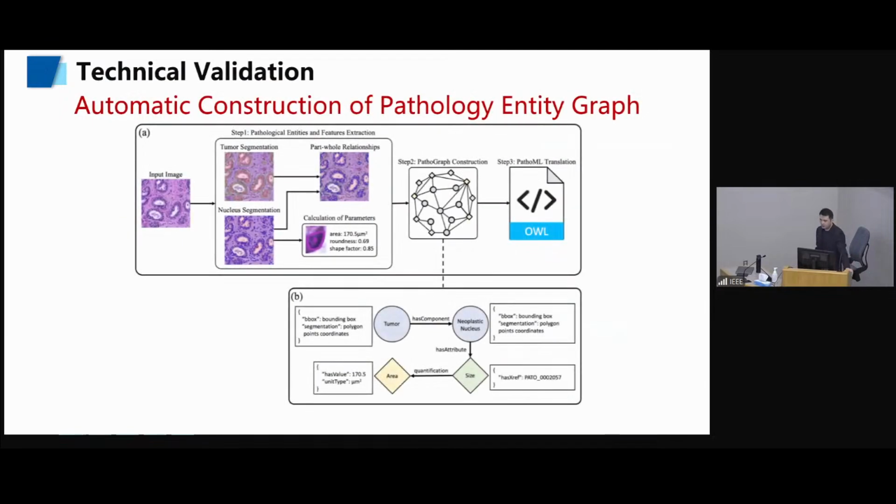In order to demonstrate the computational use of pathograph, we have performed a series of technical validations. First, we have developed an automatic construction pipeline of pathology entity graph, which has a pathology image patch as an input. It first segments the tumor cells and nuclei and calculates their morphological parameters, then organizes them into a pathograph, and finally outputs a PathoML document. This demonstrated the feasibility of automatically constructing large-scale pathograph resources.